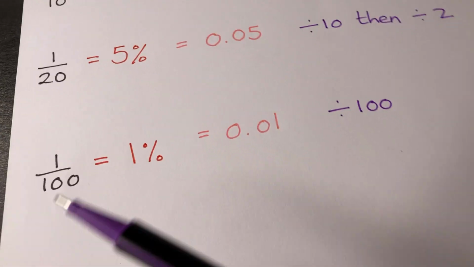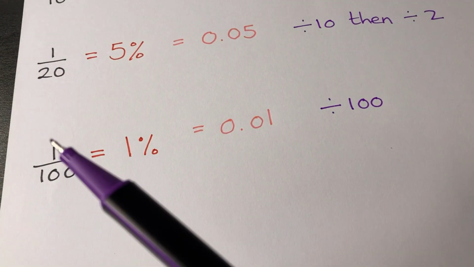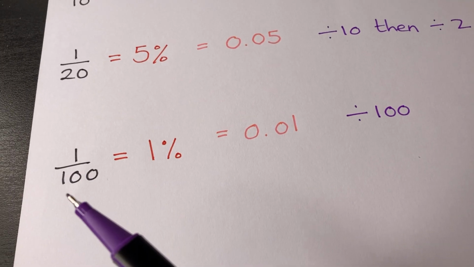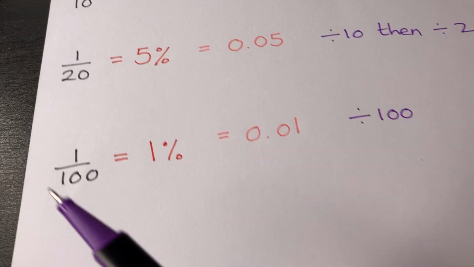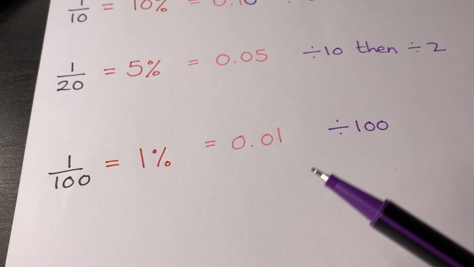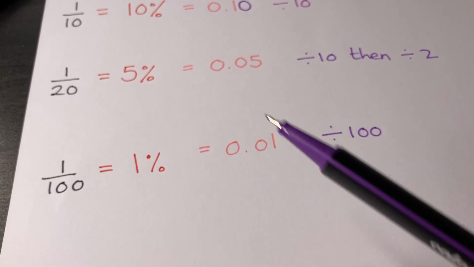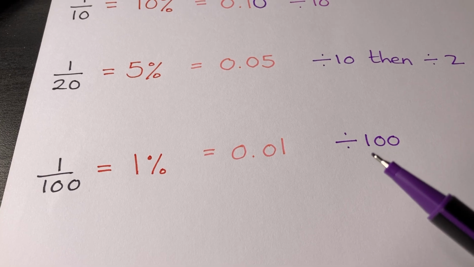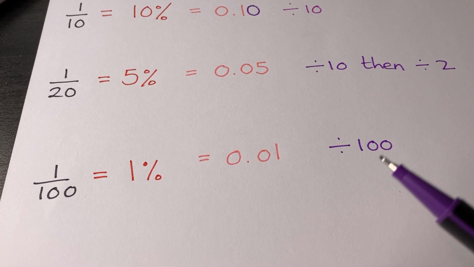Okay, and then finally, this one is really important as well. 1/100th. 1% is the same as 1/100th, because percentage is out of 100, and if you've got 1 out of 100, you've got 1%, which is the same as 0.01, which I mentioned earlier here. And if you want to work out 1% of a number, you just divide by 100.